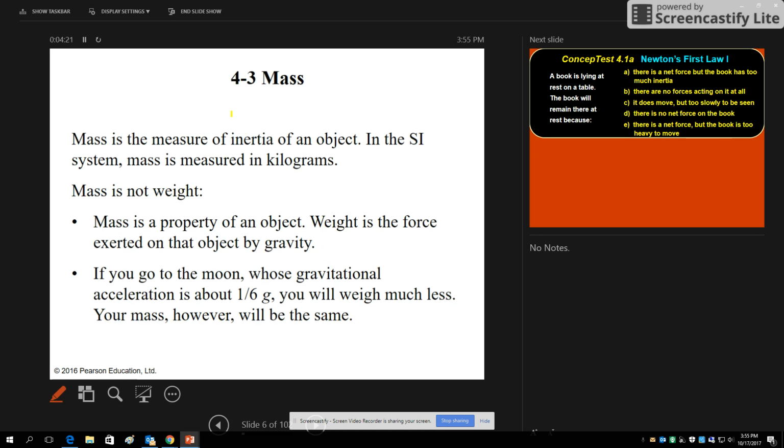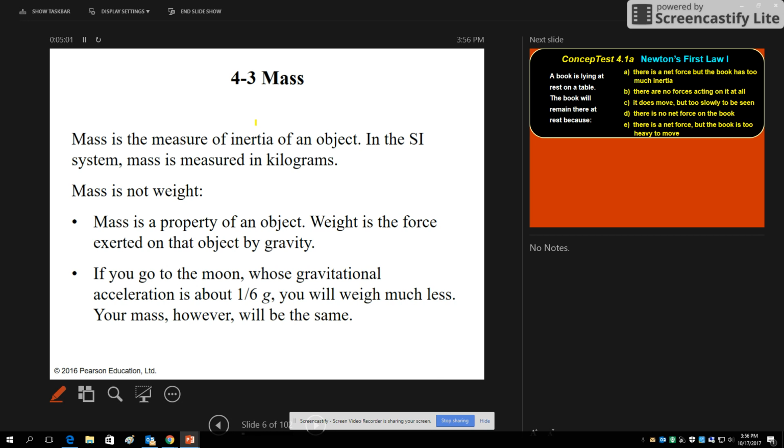Mass is a measure of inertia of an object. Mass is a measurement of the amount of matter in an object, and in the SI system of units, mass is measured in kilograms. Mass and weight are not the same thing, although they are on Earth directly proportional to each other, so we often use them interchangeably. Weight is the force of gravity exerted on an object by some other object with mass, and gravitational pull is dependent on the other object that's exerting that force.